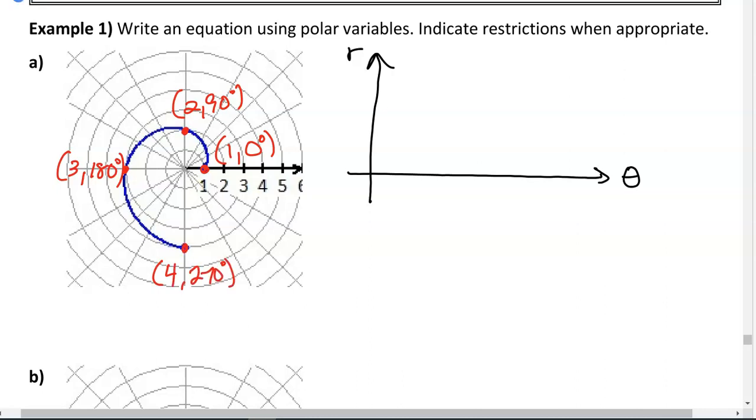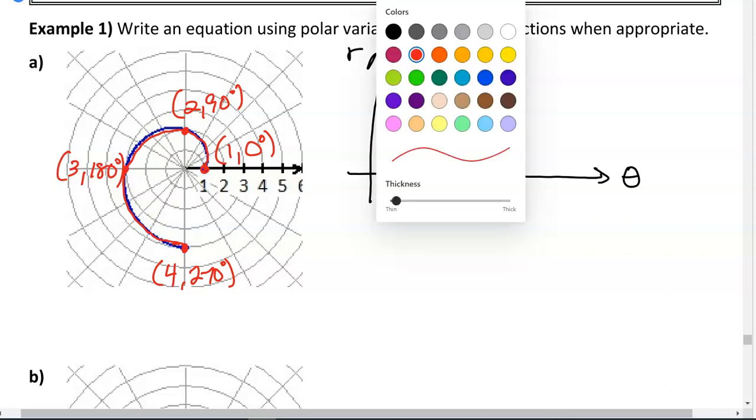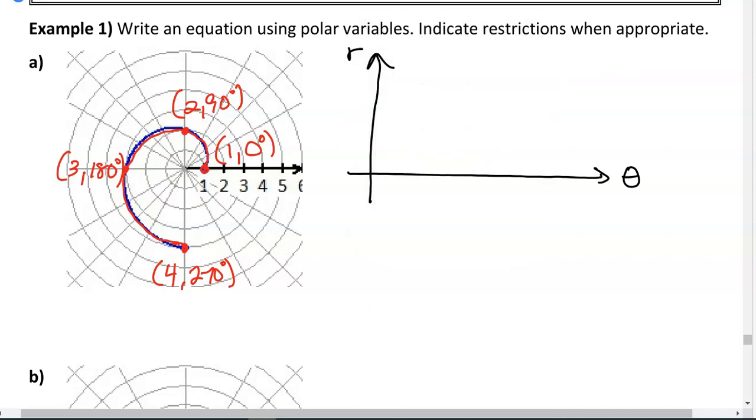Something I want to emphasize about this graph is there is a hard start and stop on this graph. This graph is not continuous. It doesn't loop back on itself. So this graph will have to have a restricted domain. So let's plot first, and then we'll talk about that restricted domain.